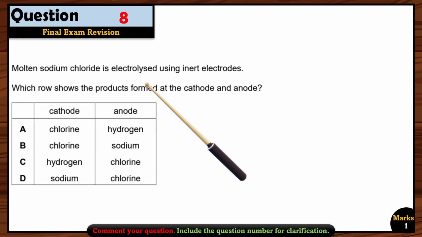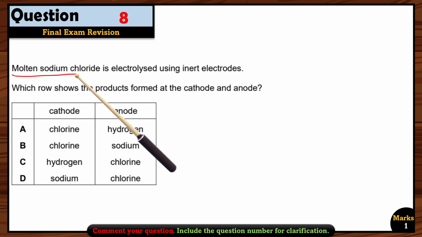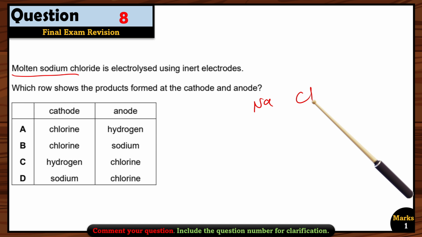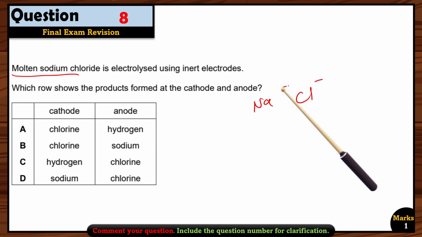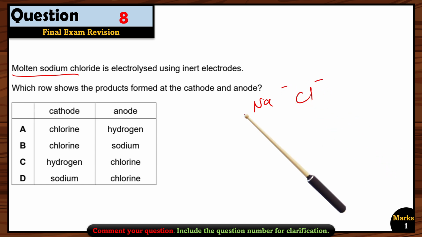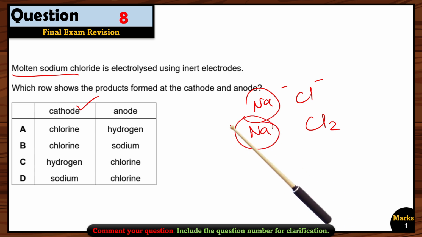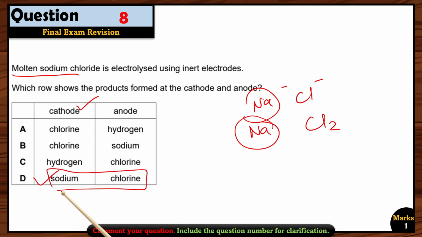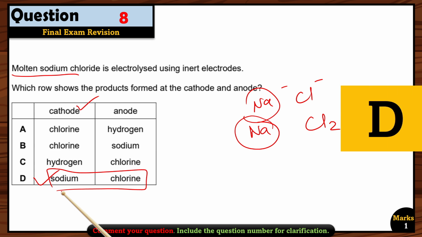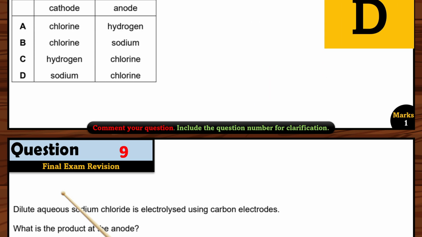Let's see question number 8. Molten sodium chloride is electrolyzed using inert electrodes. Now we have molten sodium chloride, so Na and Cl will be our two ions that will go to the negative and the positive electrodes. So our products will be sodium and chlorine gas. Which row shows the product formed at the cathode and anode? At the cathode, of course, you will get sodium. Where you can see sodium, yes, this is the only option that is right. So option D is the right option. At the anode, we will get chlorine.